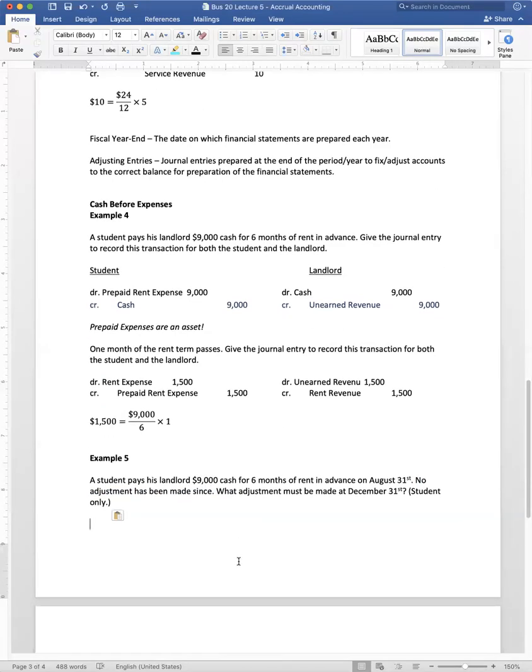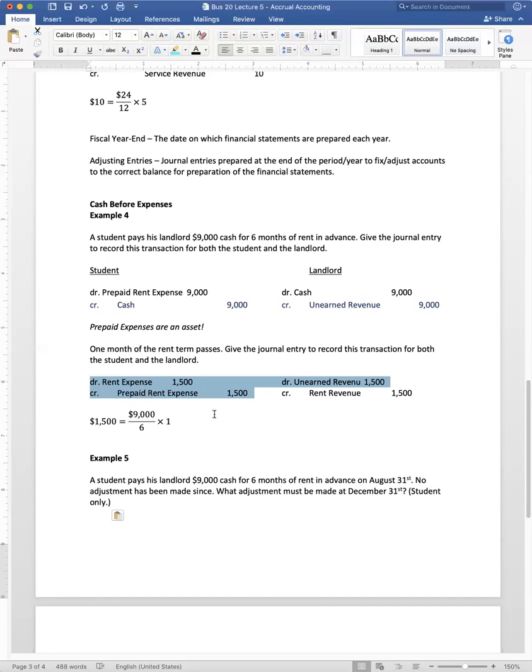Okay? And we're going to just do this for the student only. Okay, so they have missed this entry 4 times. Now, how do I know it's 4 times? Well, we have to count. So they paid in advance on August 31st. So since that time, they have used September, October, November, and December. Okay? So they've used those 4 months. So we should really be doing this entry 4 times.